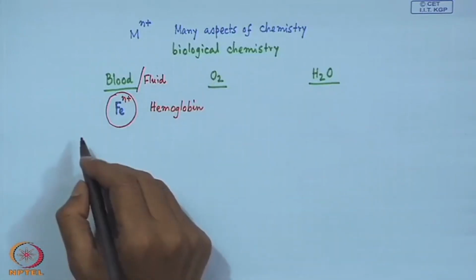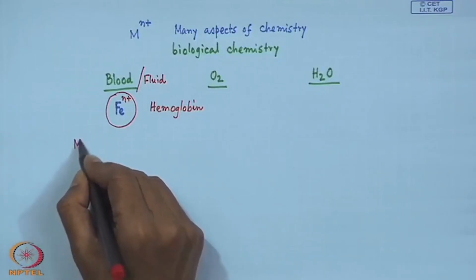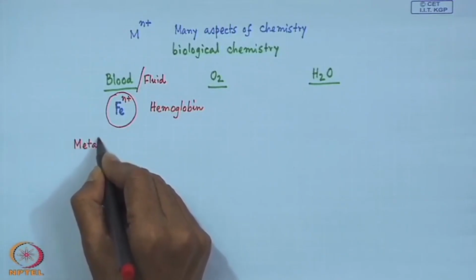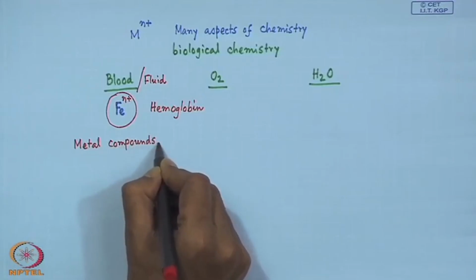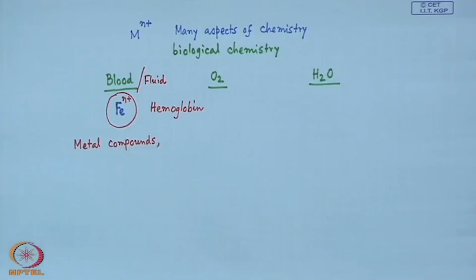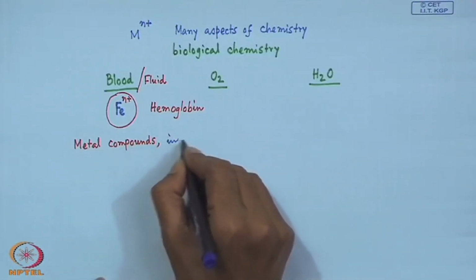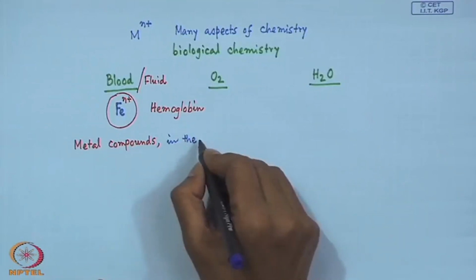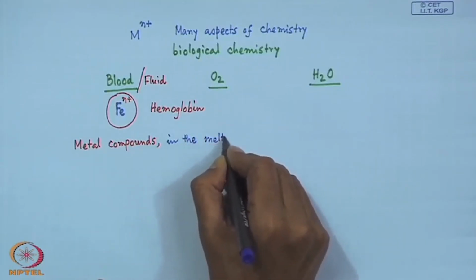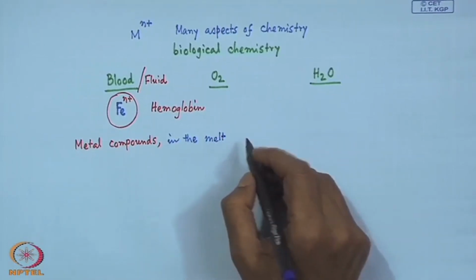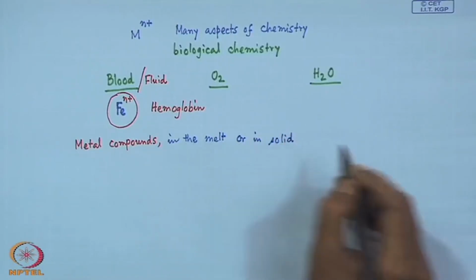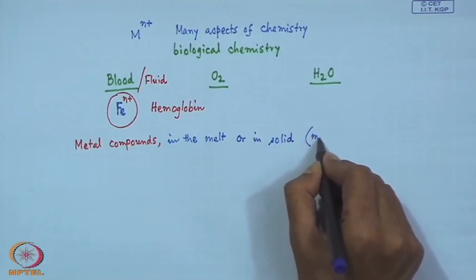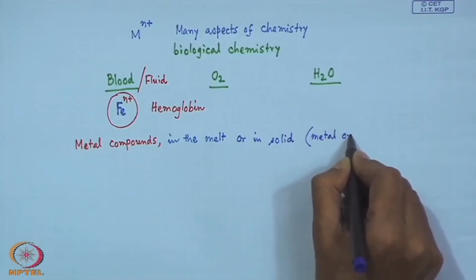Not only in biological systems, but many metal compounds, whether present in solution or in the solid state, or present in the melt, that means in some molten condition, or in the solid state as different oxides, that means the metal oxides.